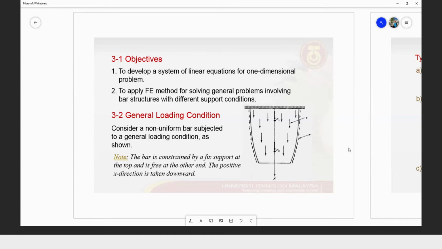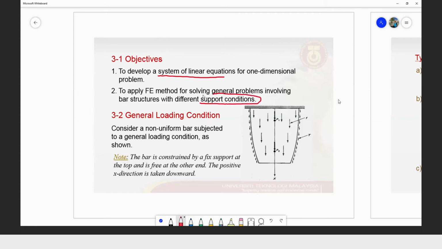So that's why the first objective here is to develop system of linear equation. So nanti kita akan tengok how we can develop system of linear equation out of finite element method for 1D and 2D problems lah. 2D problem tu dalam topik-topik yang akan datang. So we start with 1D and then to apply finite element method for solving general problems involving bar structure with different support condition. Okay. Ini adalah keyword yang agak penting.